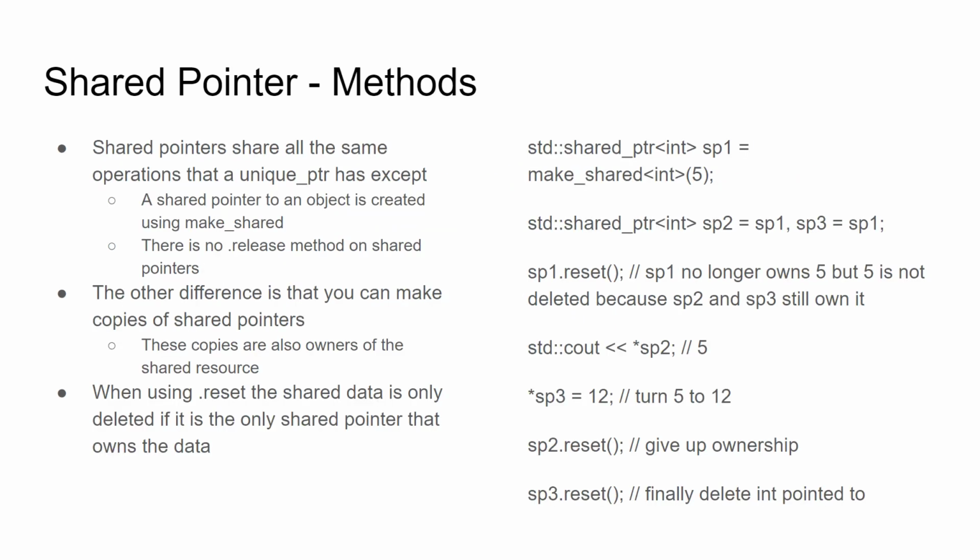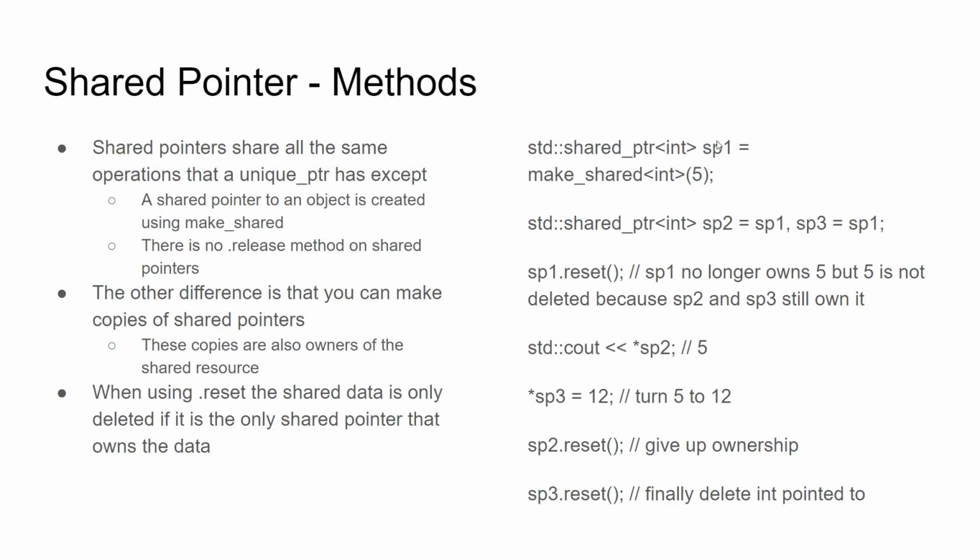So shared pointers have all the exact same methods that unique pointers have, except if you want to make a shared pointer, use make_shared as opposed to make_unique, and there's no .release method on a shared pointer, because again, everybody's sharing that object. You can totally make copies of a shared pointer. When you make copies of a shared pointer, now one more person is asserting ownership over that object. When you use the .reset method, the data that the shared pointer points to is only going to be deleted if it's the very final one that was pointing to it.